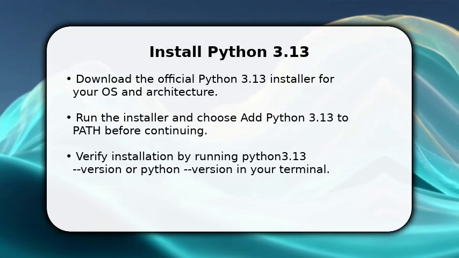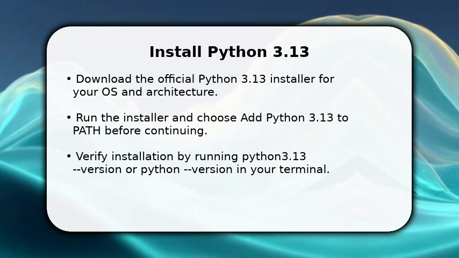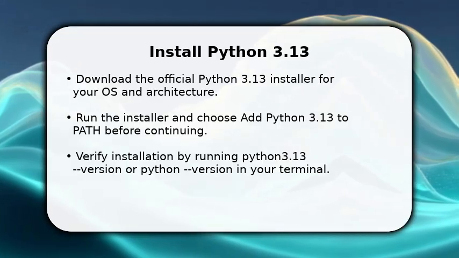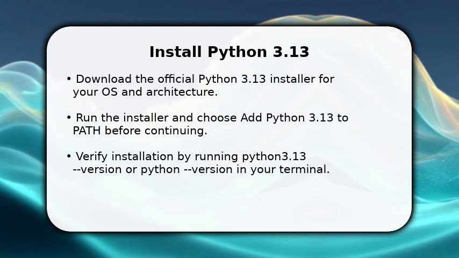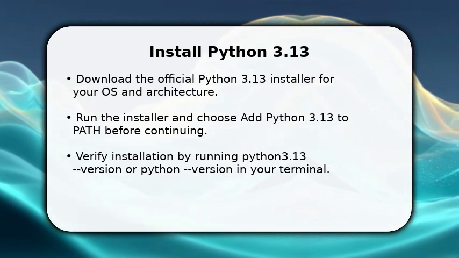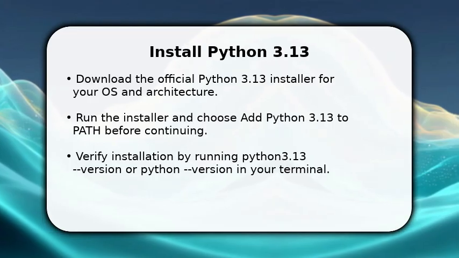Select "Install Now" for a standard setup or "Customize" if you need specific options. Allow the installer to finish, then open a terminal or command prompt to verify the install. Type python3.13 --version or python --version to confirm the correct version is active.